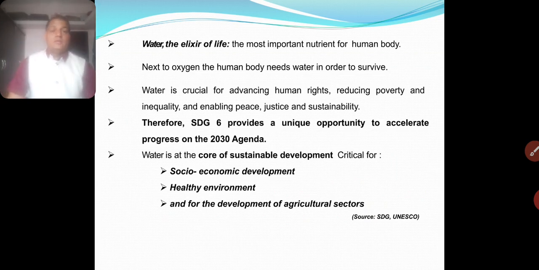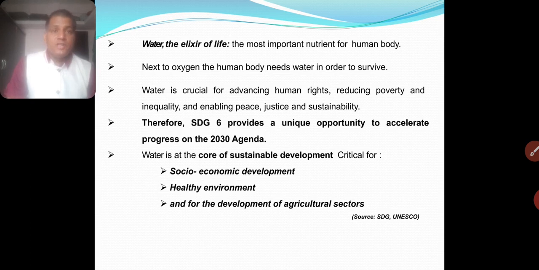I think everybody knows and agrees that water is the elixir of life, and the most important nutrient for the human body. I have already said that without water, and everybody knows about it, you can refer to it everywhere, we cannot live. Nobody can; without water no life will survive. After oxygen, the next thing the human body needs for survival is water.